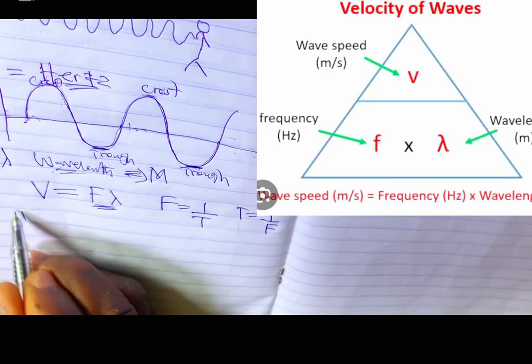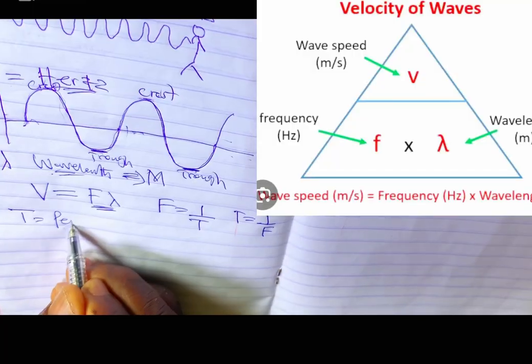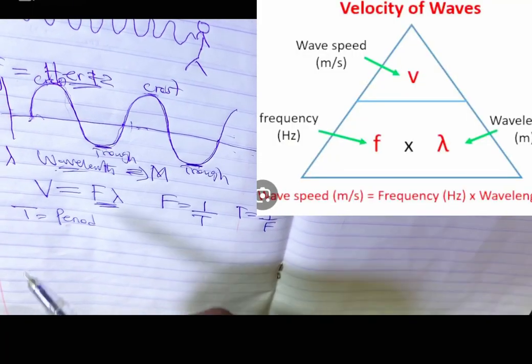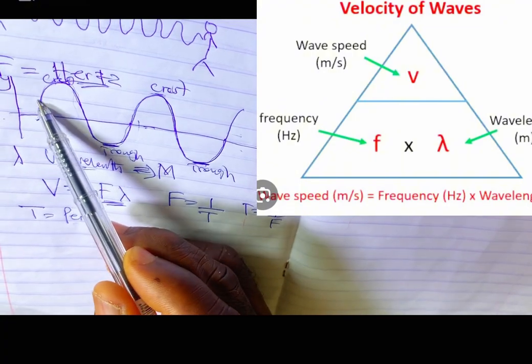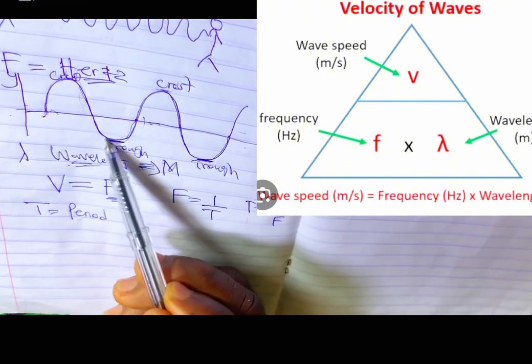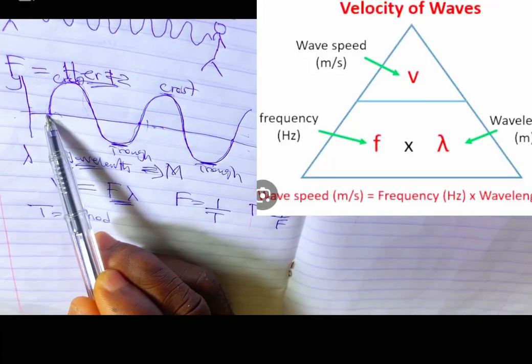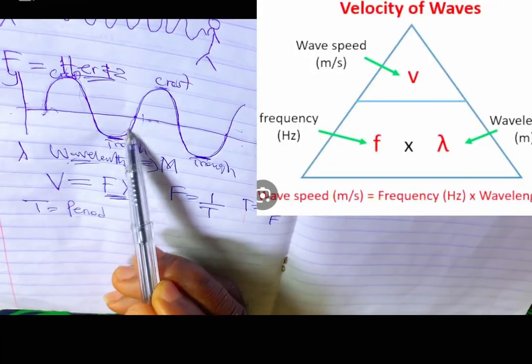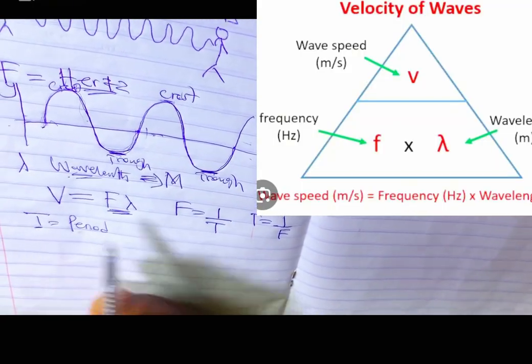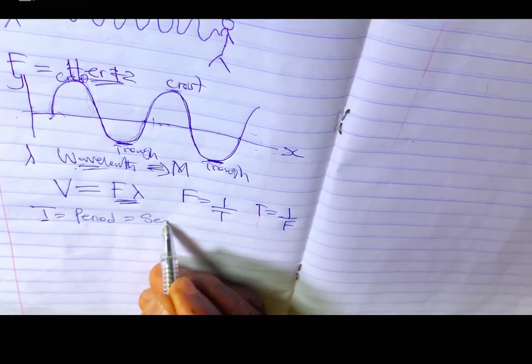Now let's talk about what period is. Period talks about the time taken for one complete oscillation. Now this is one complete oscillation. Can you see that? One complete oscillation. Now, what is the time taken for one complete oscillation? That is called my period, and it is measured in seconds.